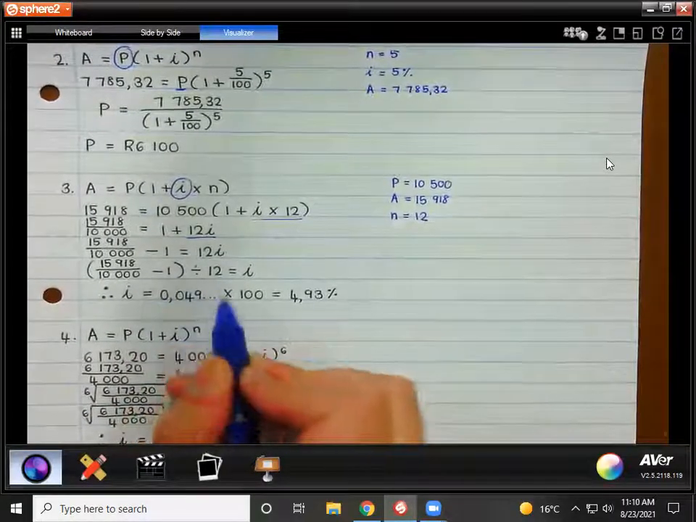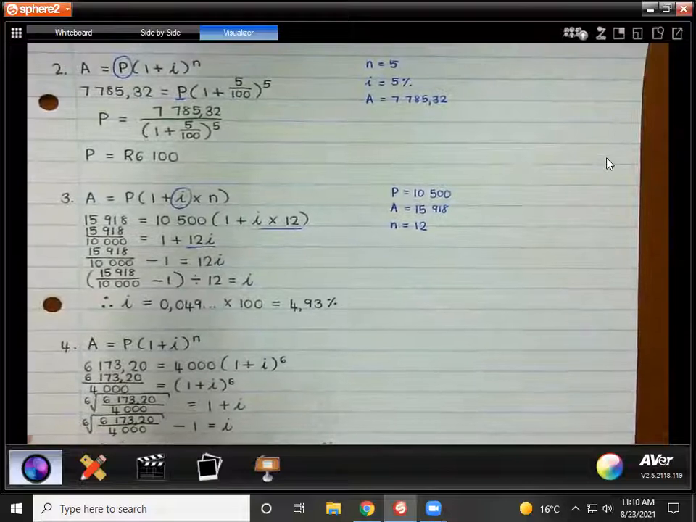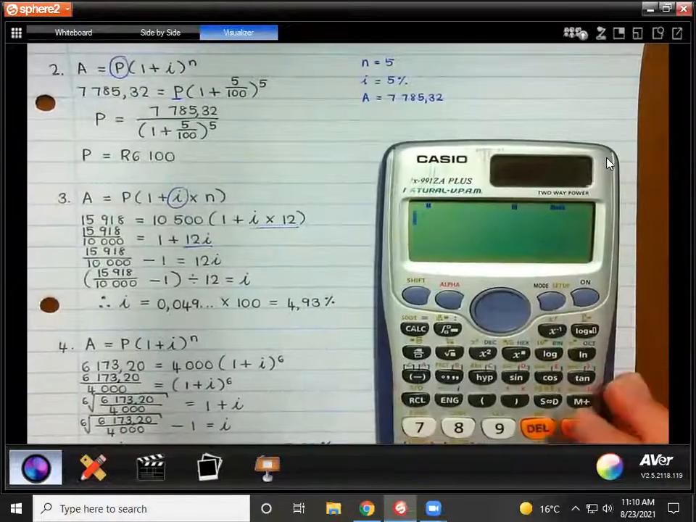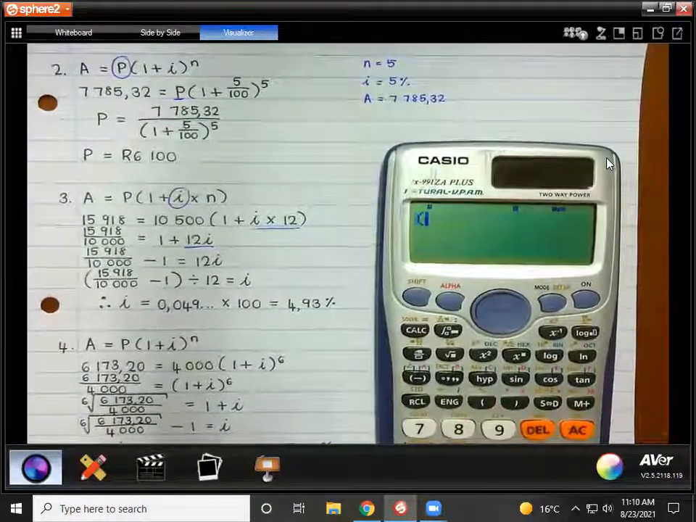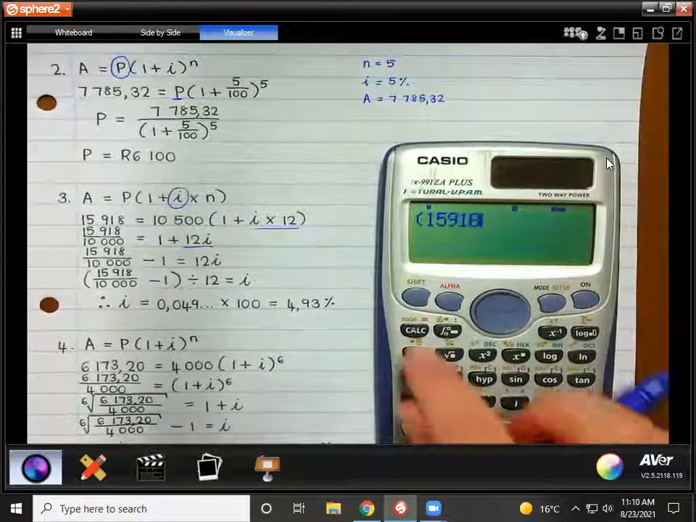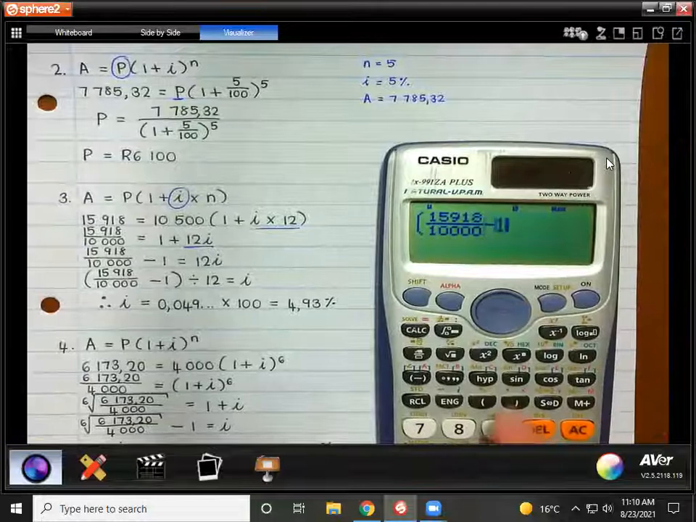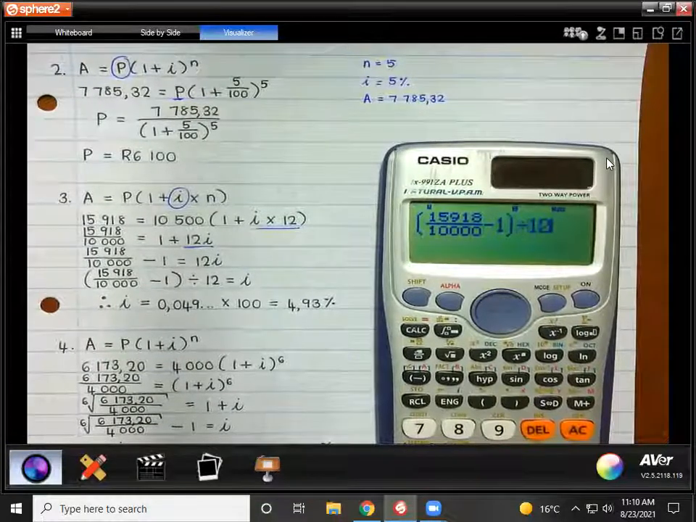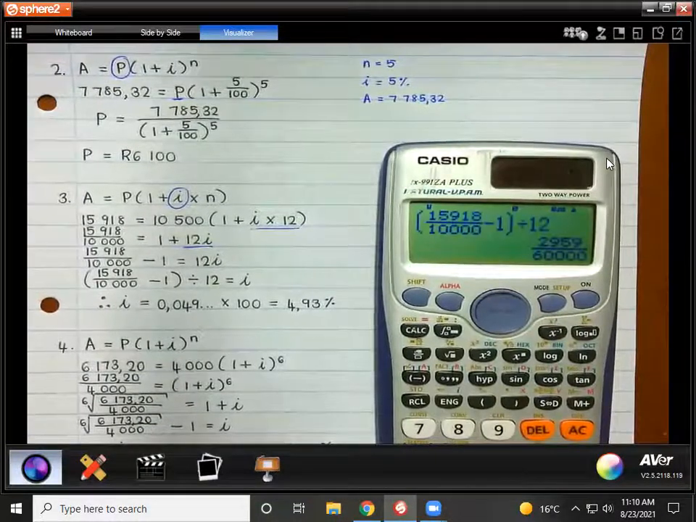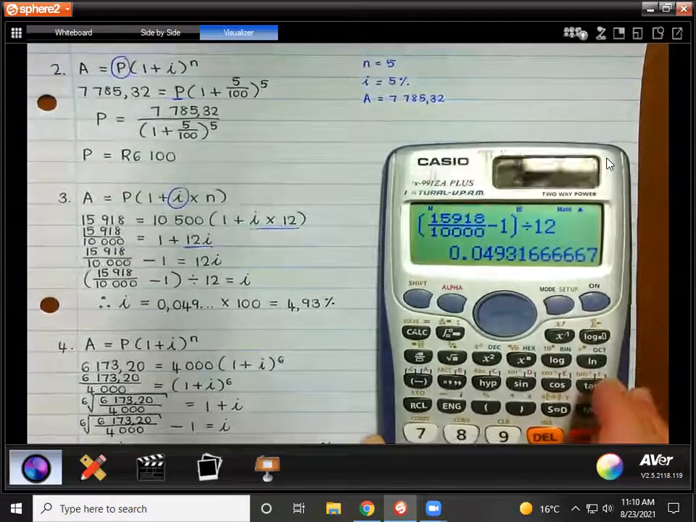You don't round that off. If you round it off, you're going to lose marks. So you literally will type this in: 15,918 over 10,000 minus 1, close bracket, divide by 12, equals. It gives you a fraction, but if you press SD, it will show you what that fraction is in decimal form.